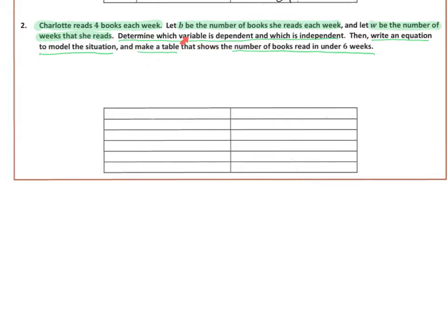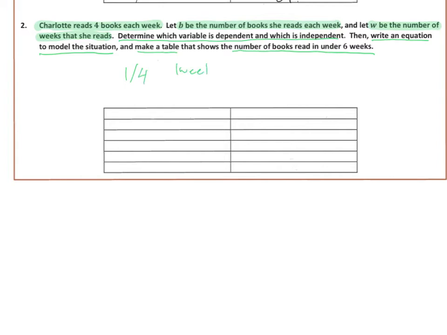Now, there's something a little bit confusing about what they say here, and it's when they say let B be the number of books she reads each week. Well, B is not actually going to be equal to the number of books that she reads each week, because Charlotte reads 4 books each week. So B is actually going to be equal to the total number of books she's read, not necessarily the amount that she's read each week, because each week it says that the rate is 4 books each week, and that can be expressed by 1 to 4.